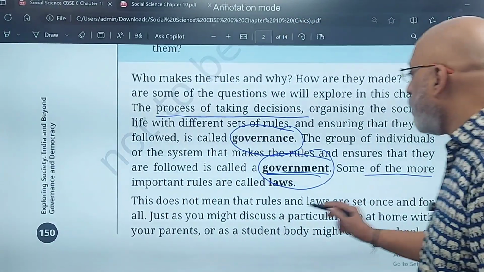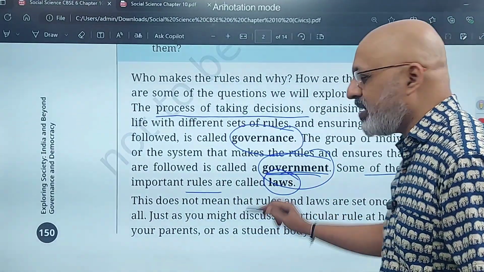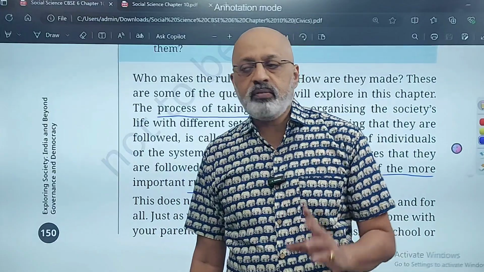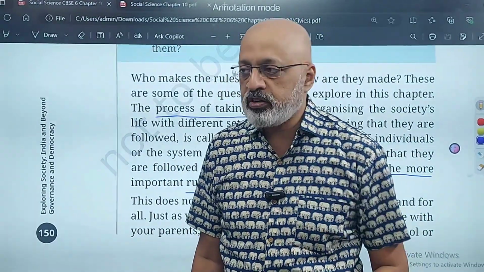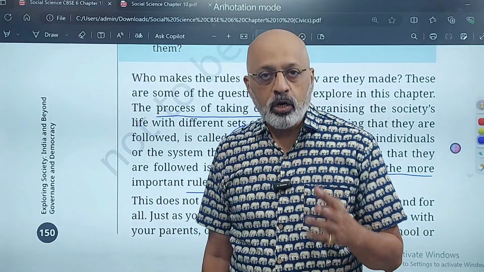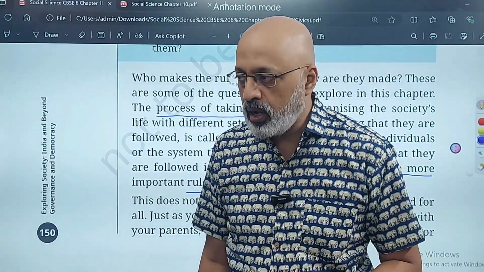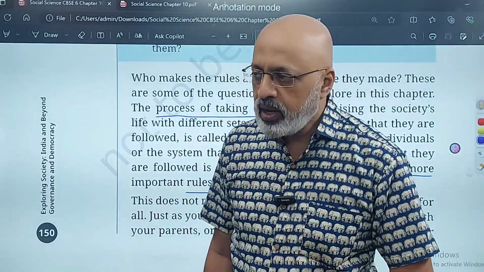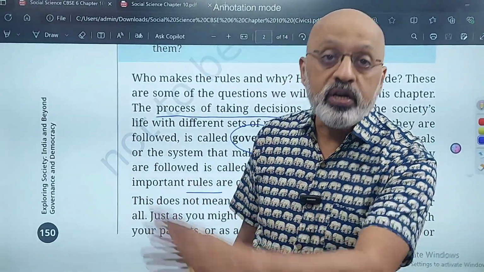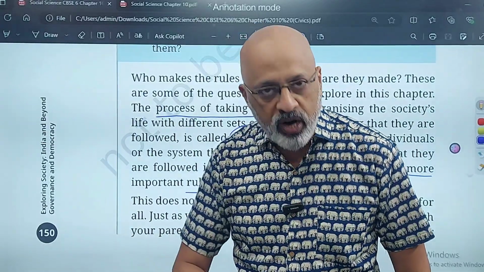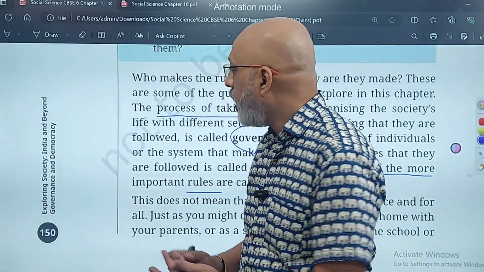Third, some of the more important rules are called laws. I'll tell you very briefly without confusing you. What happens is, at the government level, at the center, I am Narendra Modi, I want to bring a particular law, I want to bring some changes. So I will tell my concerned minister, let's say on industry, I want to bring in a new industry law. So I tell the industries minister that you draft a bill. It is called a bill.